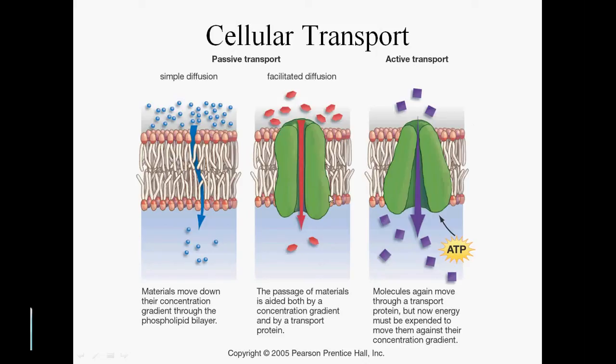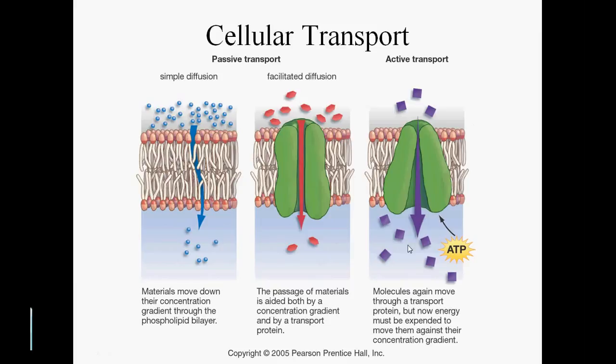Now, active transport is a little bit different. In active transport, you can see we're actually going against the concentration gradient. If you see here, you have a higher concentration of molecules down here and a lower concentration of molecules up here. And so what they're trying to do is move these molecules into the cell where there's already a high concentration of molecules.